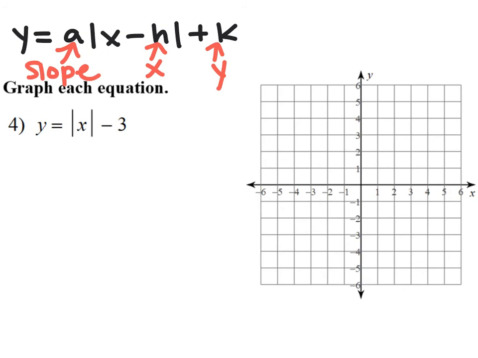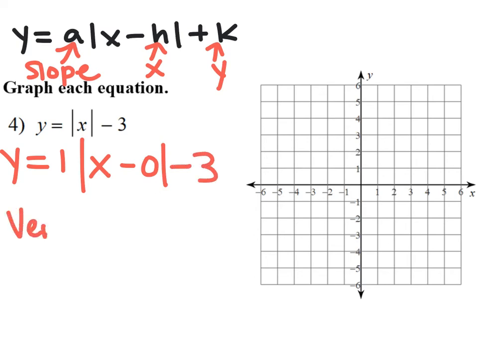For the next example, let's first rewrite it in our general form. So it becomes y equals, there's nothing in front of the absolute value, so it's 1, times the absolute value of x, there's nothing else in the absolute value, so it's minus 0, and then minus 3.